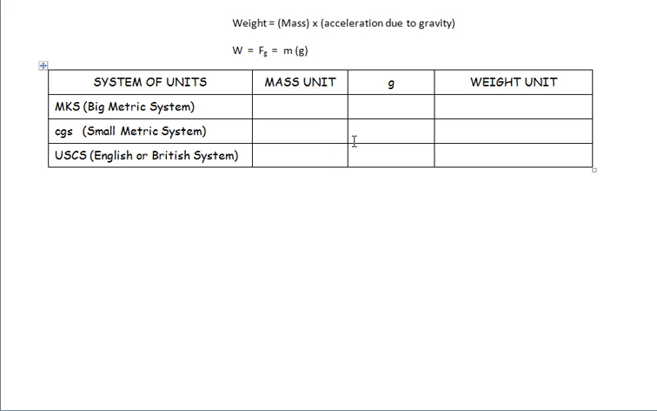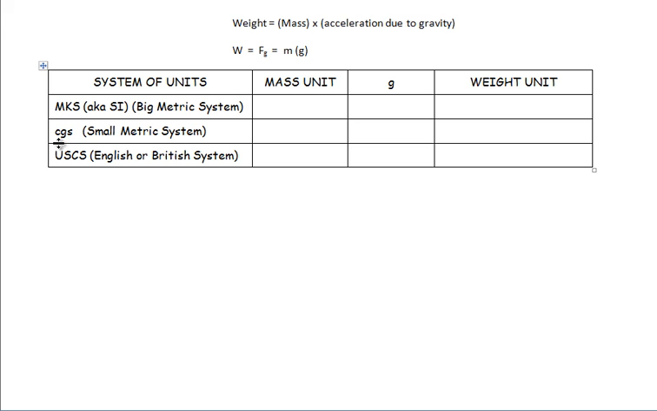In order to help you with these calculations, I have a chart that I'm going to fill out here. As you can see, I have a column with 3 systems of units. The MKS system is the big metric system. This is also known as SI, which stands for System International, and loosely we often refer to it as the big metric system.